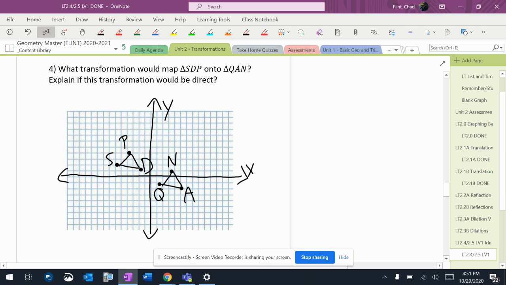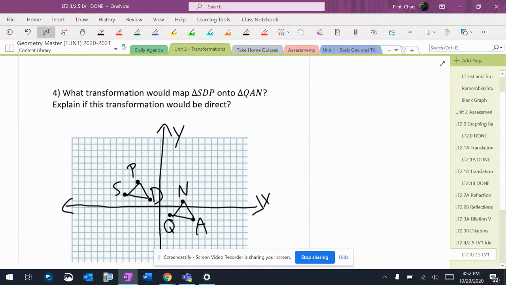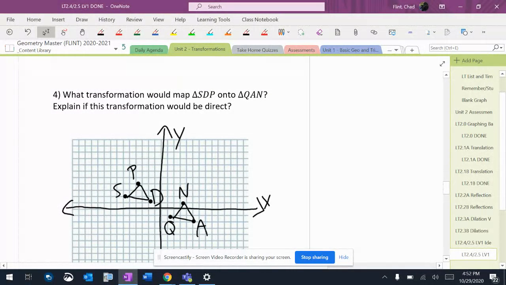So here's what we've got going on now. We've got SDP and QAN, and we have to explain if it's direct or not. This is a little bit trickier because we have to make sure that we pay attention to which point goes to which point. So which is the image and which is the pre-image. Because if it has the primes, it's really easy to just kind of line things up.